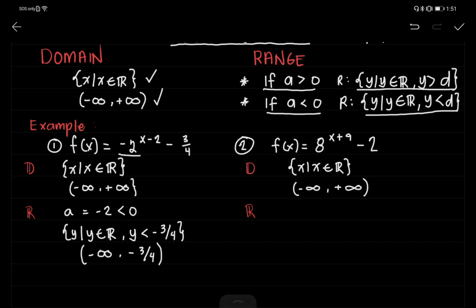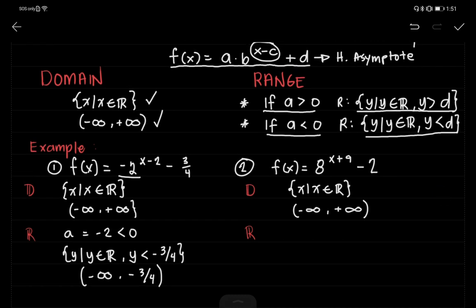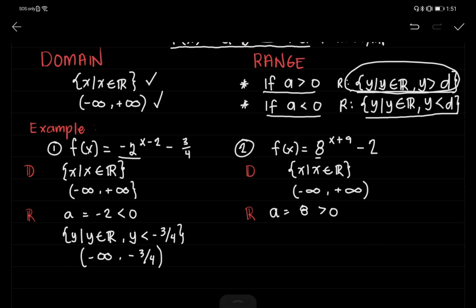So ang range natin dito, so titingnan ulit natin yung value ng ating a. Yung a natin dito is equal siya sa 8. So alam natin, yung 8 is greater than 0. So therefore, our range ay ito yung susundan natin. So which is, if we are going to express our answer, y such that y is an element of all real numbers where the value of our y is greater than our d or the horizontal asymptote. So ano po ba yung horizontal asymptote natin? So which is yung negative 2. So lagay mo dyan negative 2.